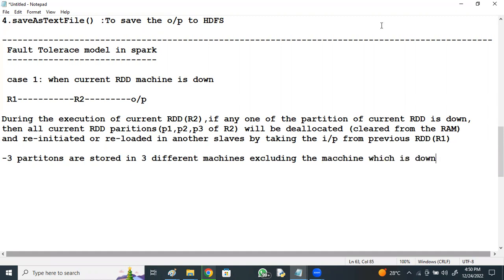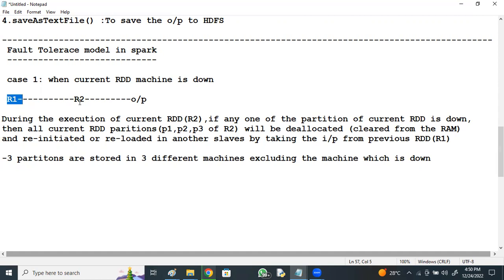Means you can store the partitions in any machines excluding the machine which is down. Understood, right? It's very simple. R2 partitions are there, one partition machine is down, so remove all the partitions, again take the R1 output, the 3 partitions, and store them in 3 different machines other than the machine which is down. Now understood, right? Any queries in this, anyone?